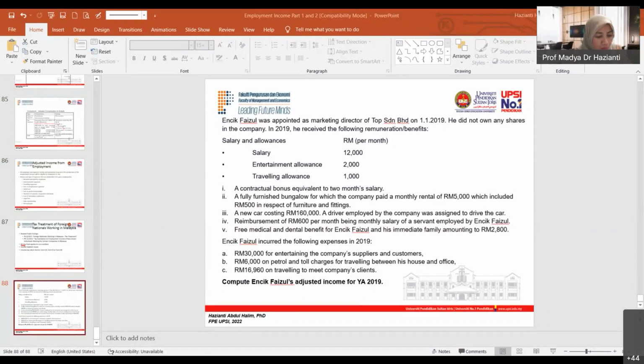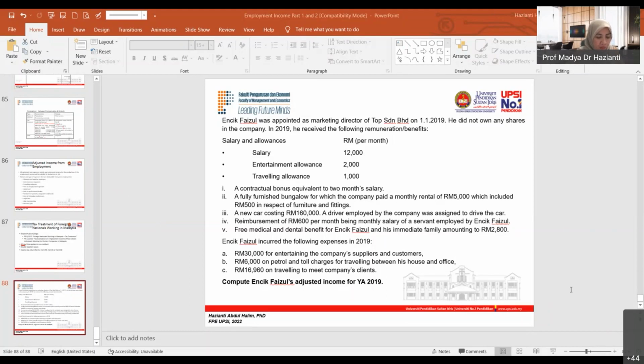Alright, next one. Bonus. Bonus is 2,000. So bonus equivalent to 2 months salary. Okay, so 2 months salary, 12,000 multiplied by 2 months, so bonus becomes 24,000. Clear?